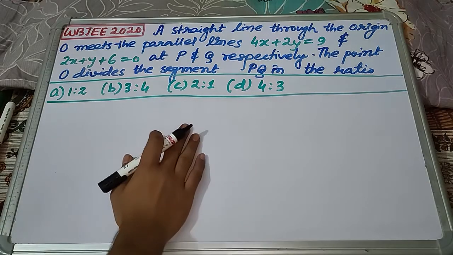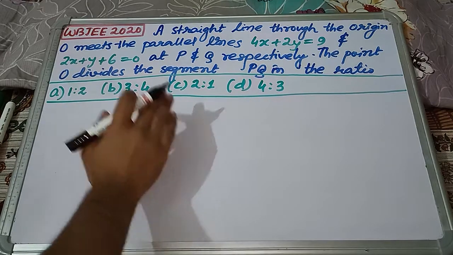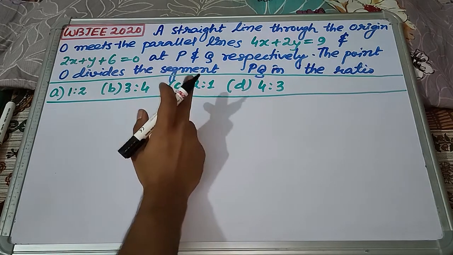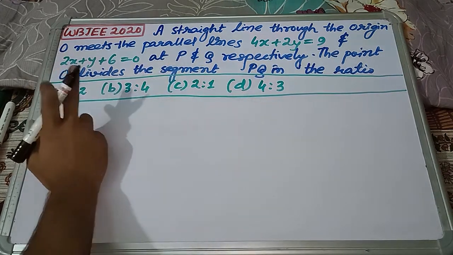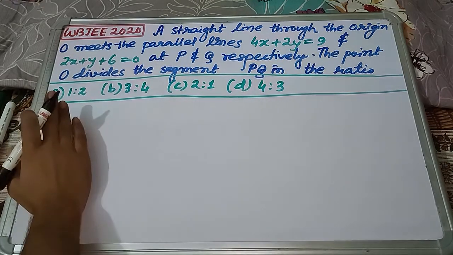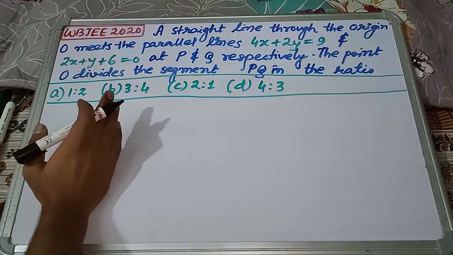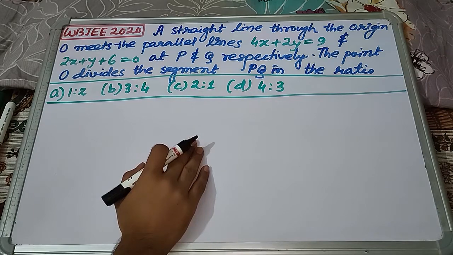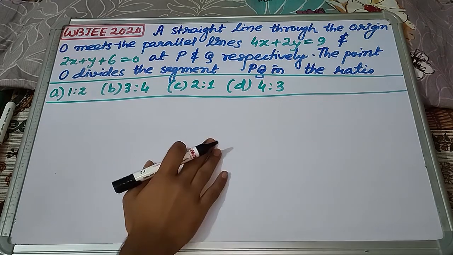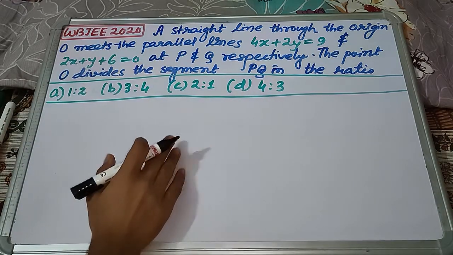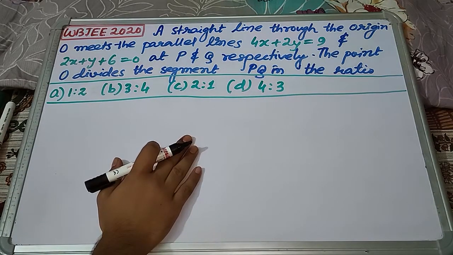So this is our first question of the lot. This is the question of WBJE 2020 based on the concept of straight line. The question says that a straight line through the origin O meets the parallel lines 4x plus 2y equals 9 and 2x plus y plus 6 equals 0 at P and Q respectively. The point O divides the segment PQ in the ratio of. So this is the question and these are the options. You may pause the video and give it a try.